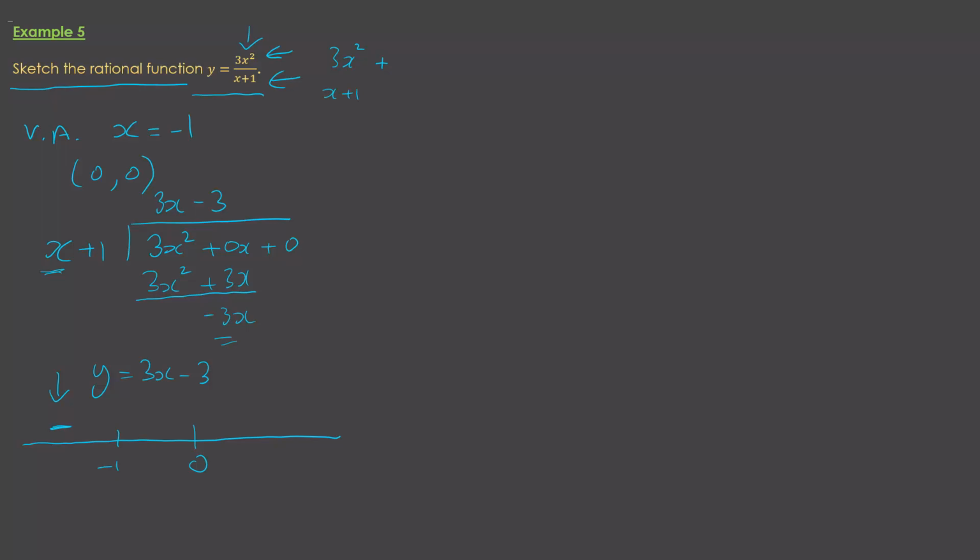Between negative 1 and 0, they're both positive. And they're both positive again from 0 onwards. So we have all the information we need to make a reasonable sketch of this graph. So we have the intercept just here. We have that x equals negative 1 is the vertical asymptote just there.